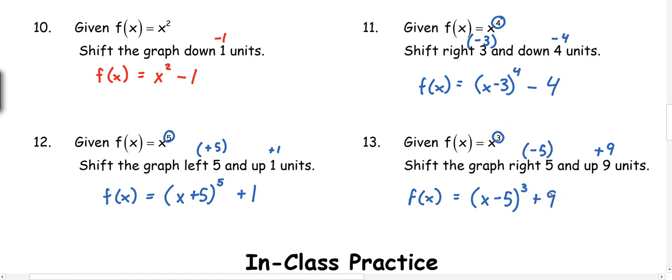So a couple of things to remember: that the exponent never changes. Remember that left and right movements happen inside parentheses and up and down happen outside parentheses. Also remember, when you are reflecting, you put a -1 in front of your x.